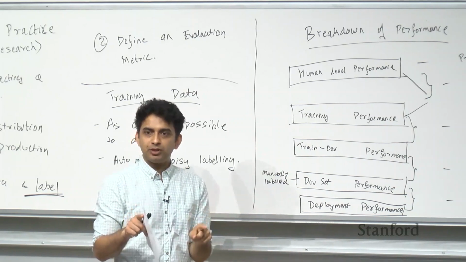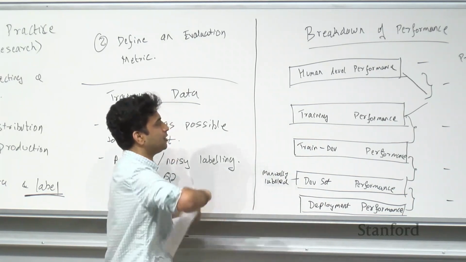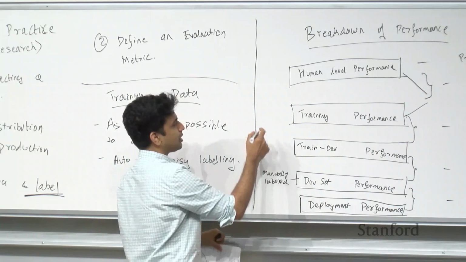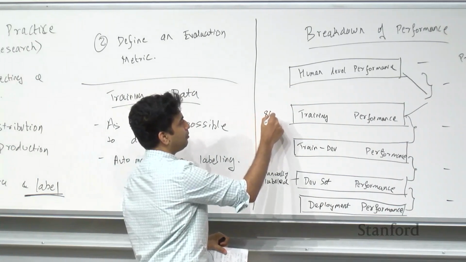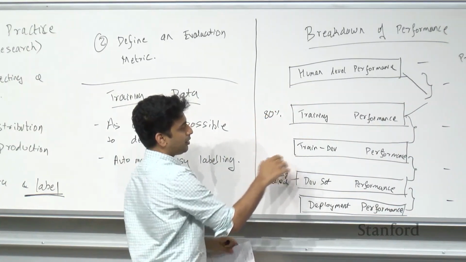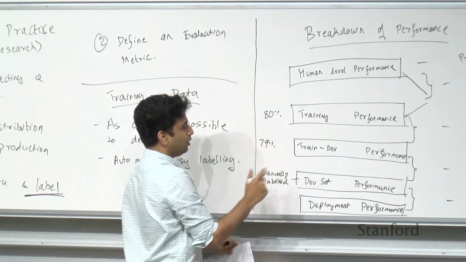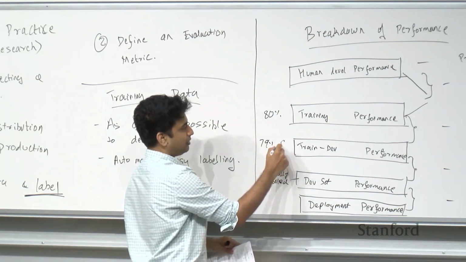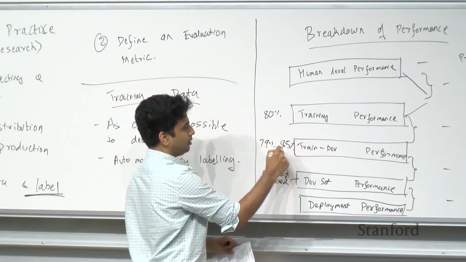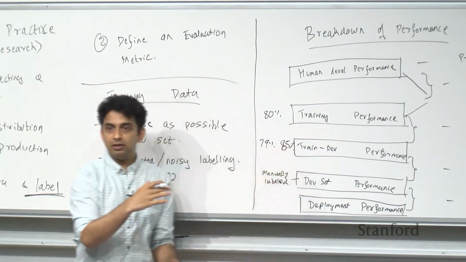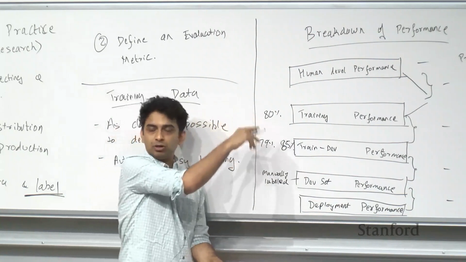Which of the two scenarios are you talking about? The scenario where the training performance has, let's say, 80% accuracy and the train dev is 79% accurate, which means the gap is small? Or the case where the train dev is 85% accuracy, which means the performance is better than that? Which of these two are you talking about?